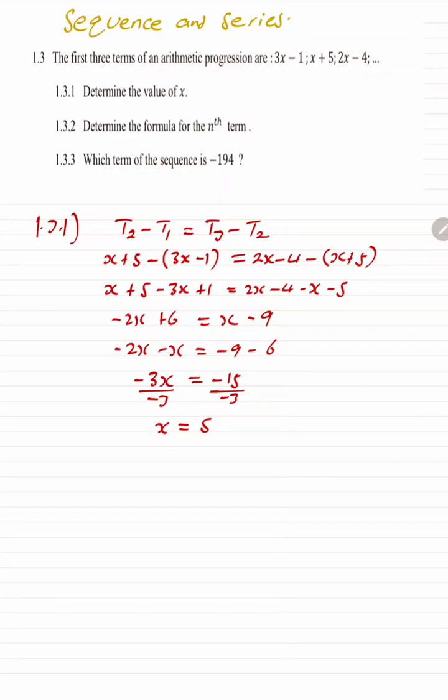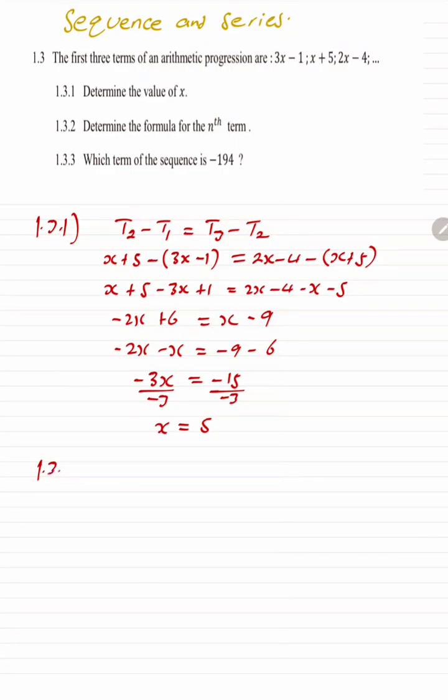And then for you to make sure that this is actually correct, substitute 5 where you see x, and check if, when you subtract subsequent terms, when you subtract the term T2 and T1, and then when you subtract T2 from T3, you get the same number. So you can do that on your own.